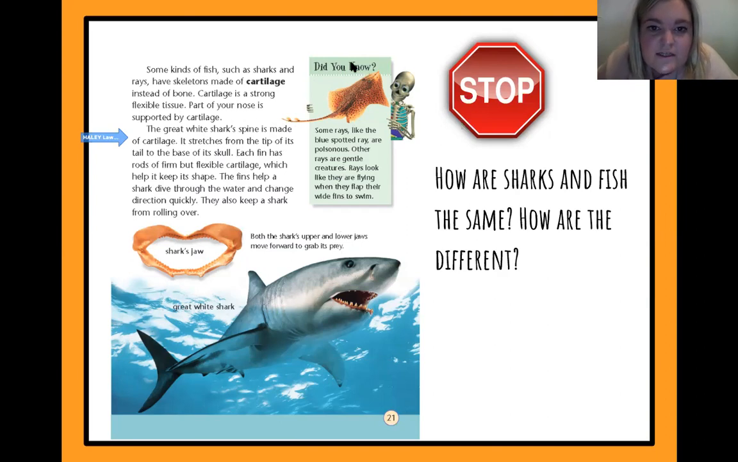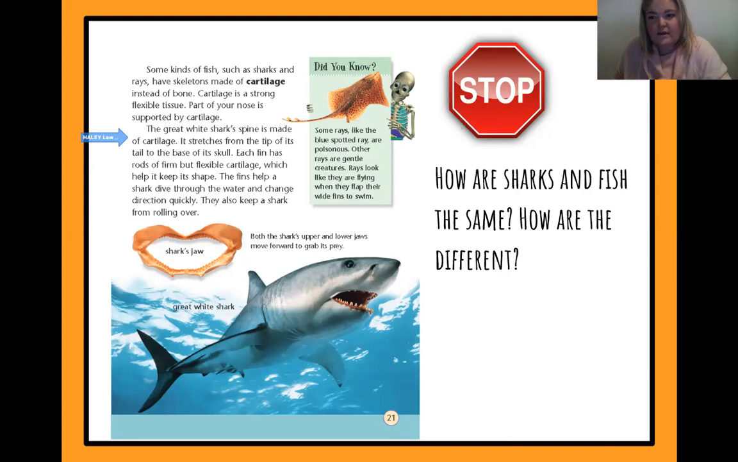That's scary. Did you know some rays, like the blue spotted ray, are poisonous? Other rays are gentle creatures. Rays look like they are flying when they flap their wide fins to swim.